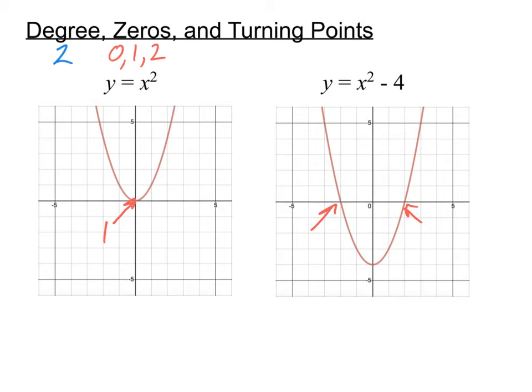How many turning points are in our graph? Well, you'll notice in our first one that we have a turning point right here where it bottoms out. And the second one, we have that same turning point, just it's been moved down 4 units instead. And so you'll notice that in both of these cases, there is exactly one turning point on our graph. All right, so notice for our second degree polynomial, we could have anywhere between 0 and 2 zeros, and there was one turning point on our graph.